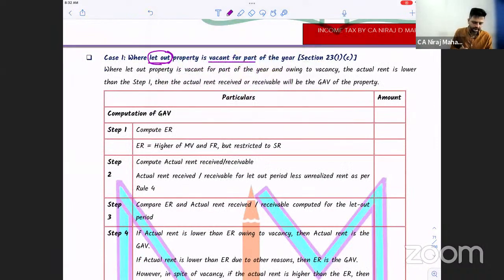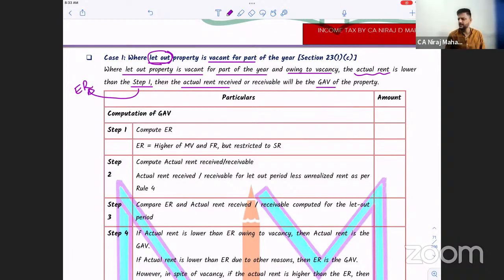So check whether let out property is vacant for some part of the year, and owing to vacancy, the actual rent is lower than step 1. Step 1 is your expected rent, ER. And if owing to vacancy the actual rent is lower than step 1, then actual rent received or receivable will be taken as GAV of the property.